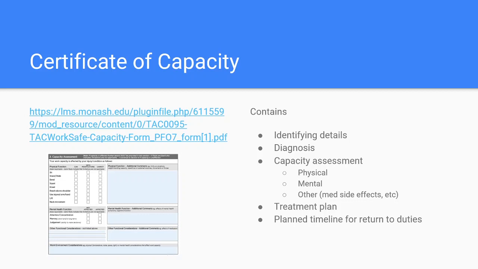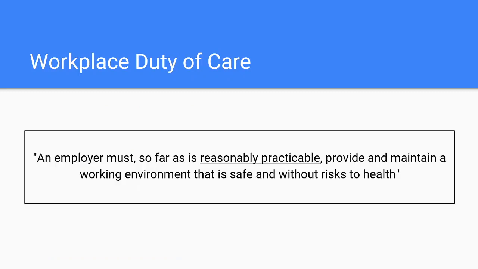In terms of the planned timeline for return to duties, what that is: for this amount of time you can do modified duties, for this amount of time you can do modified duties plus a few more, and then this is when we think you'll be back working full time. But this link here will bring you to the document. It's just a PDF that you can fill out. It's pretty straightforward.